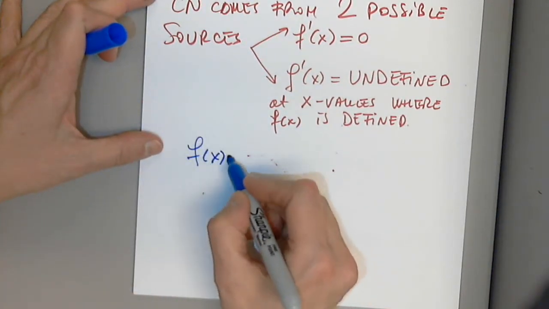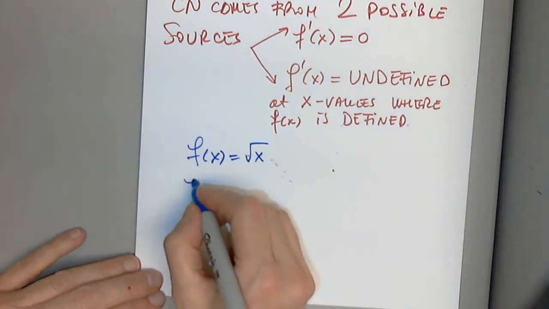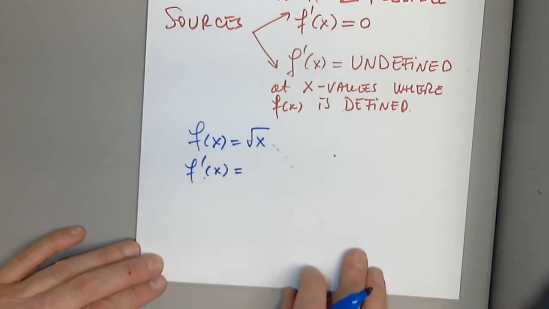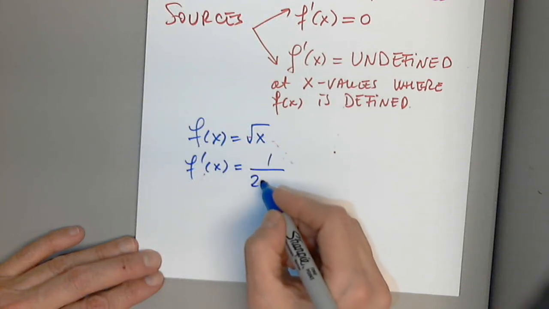So here it is. F of x equals the square root of x, correct? We already know the derivative. We don't have to prove this. It's embedded in our brains already. 1 over 2 square root of x. Excellent.